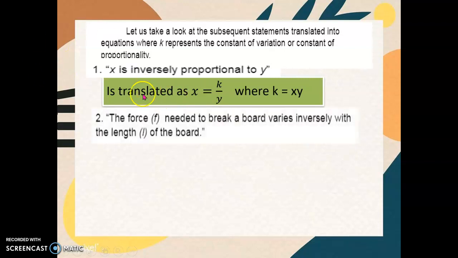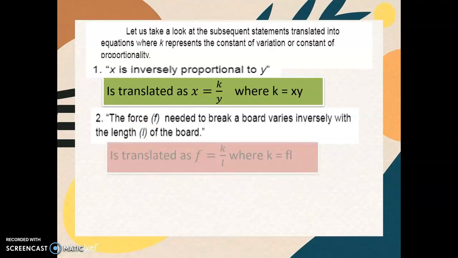Next, number 2. So, force needed to break a board varies inversely with the length. So, dito naman, be careful with translations, lalo na sa mga variables na ginagamit. So, maging observant tayo if ang ginagamit ba is small or capital. So, F is equal to varies inversely as the length. So, inversely to length, ibig sabihin yung length yun ang nasa denominator. So, force varies inversely to length. So, k doon. Or, multiply lang po natin itong force and length para makuha ang constant. So, ganun din po dito. Multiply lang natin dalawa.